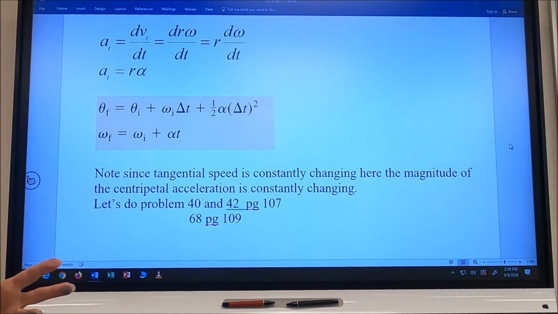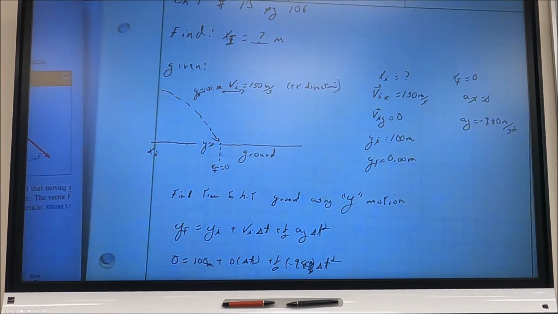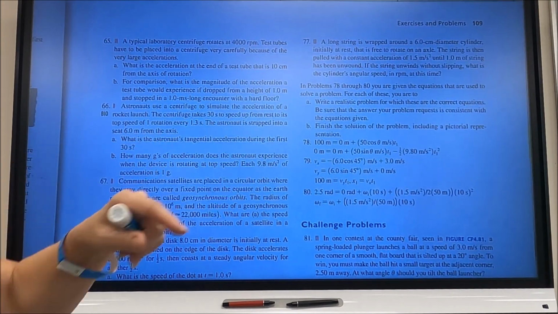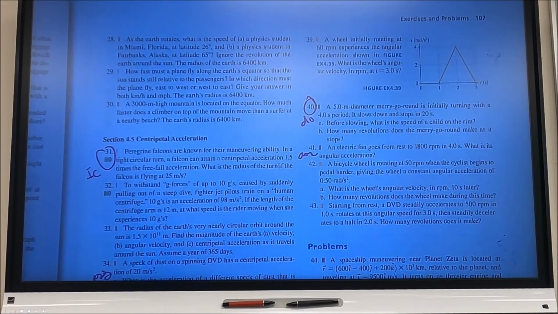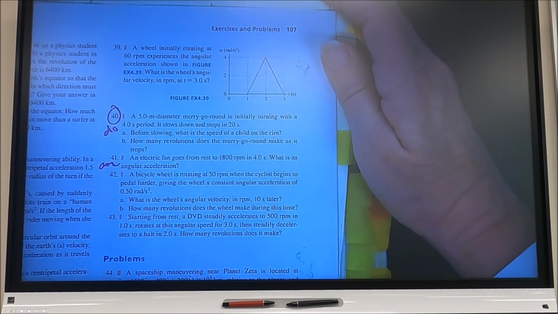So we're going to look at three problems, and these three problems will kind of round out our experience here. Now, what was the first problem number? You're seeing it on the screen. You just tell me. 40. Okay, we're going to look at problem 40. Okay, 39, there it is.